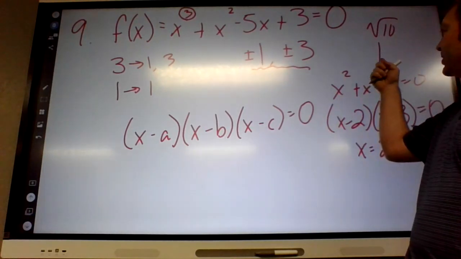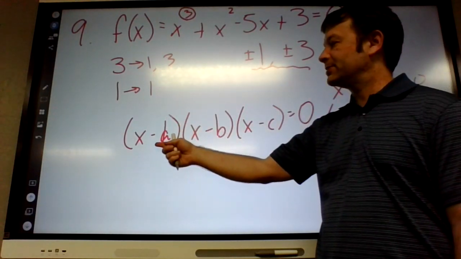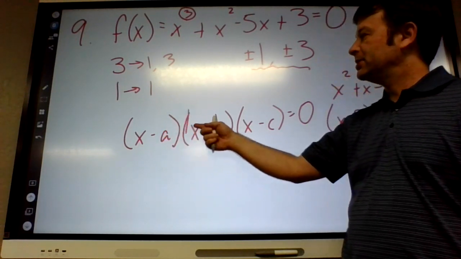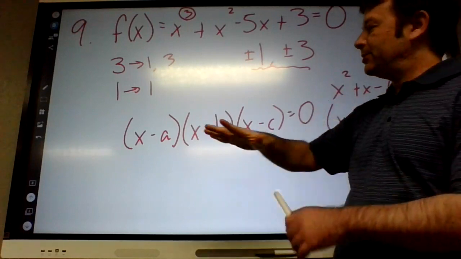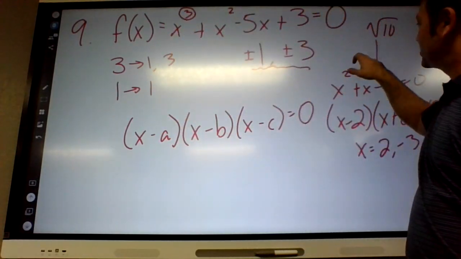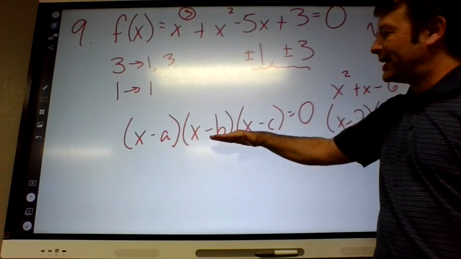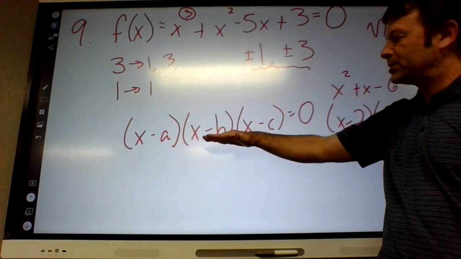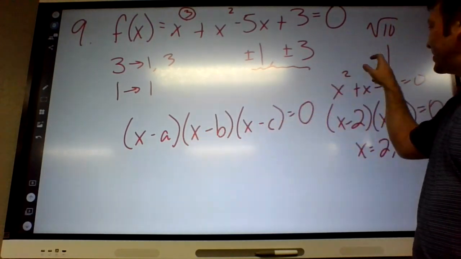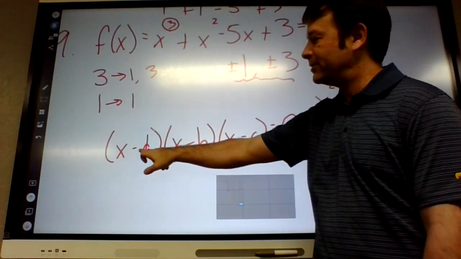If we know one of the answers, we know one of the factors. Like we know one of the factors is x minus 1. So what I'm basically doing here is dividing one of the factors out, x minus 1. What it will leave me with is the last two factors, which contain the last two answers. So I'm going to use synthetic division to divide this one factor out.